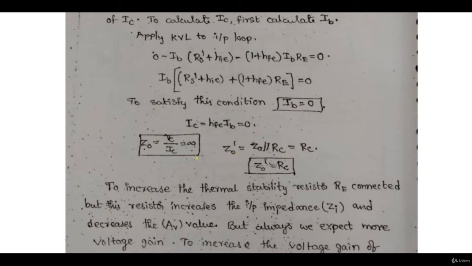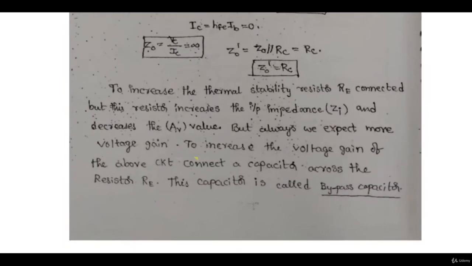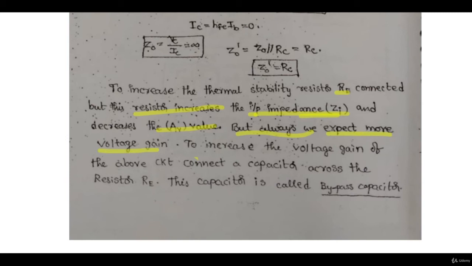Now to increase the thermal stability, the resistor RE is connected, but the resistor increases the input impedance, as you have seen. We wanted to make it thermally stable, and that's the reason we added RE, but it increases the input impedance and decreases the gain value, which we don't want. But always we expect more voltage gain. Input impedance is fine, you can have a lower value, but we can't accept low gain. We always want high gain, since we will be using it for amplification.